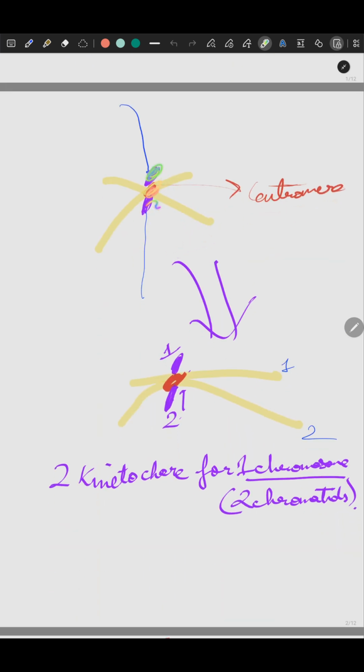At the centromere, two specialized protein structures form at both ends of the sister chromatids, joined by microtubules. What do we call them? We call them kinetochore microtubules. So there are two kinetochores for one chromosome. One means two chromatids. One kinetochore is attached on one chromatid, and the second kinetochore is attached on the second chromatid, where they are properly joined at the centromere.